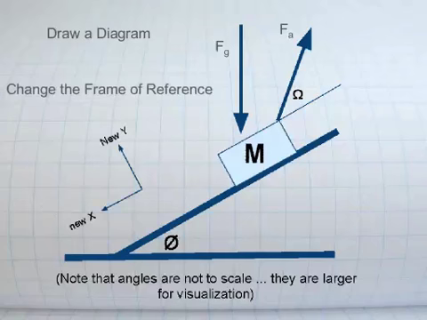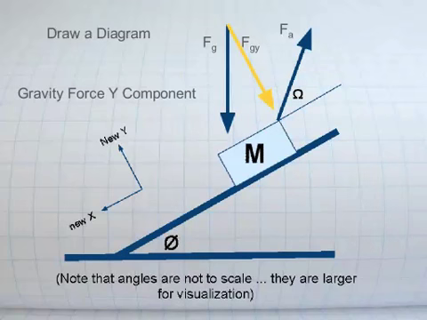Now let's change our frame of reference to a more convenient one for this problem. We will want our new x-axis to be parallel to the direction of the box's movement along the ramp. In other words, the new x-axis is the surface of the ramp. That would mean our new y-axis would be perpendicular to the ramp. This new frame of reference will make our problem much easier to solve.